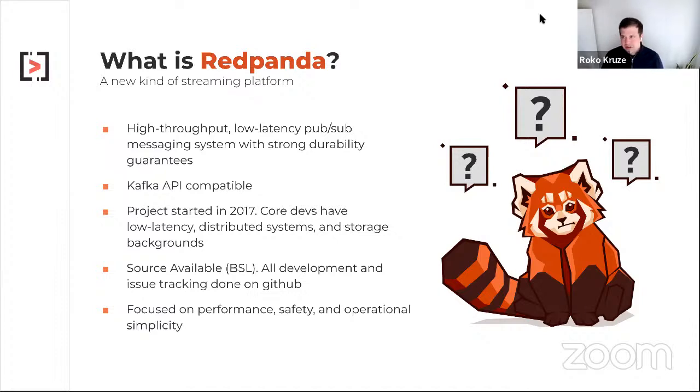The source code is available on GitHub in the Vectorized IO organization. It's under a BSL license that allows you to do anything with the software as long as you don't create a public service that you sell to everybody else. So pretty much the Amazon clause that exists today. We'll talk a bit about the performance and the operational simplicity as we get into the presentation.